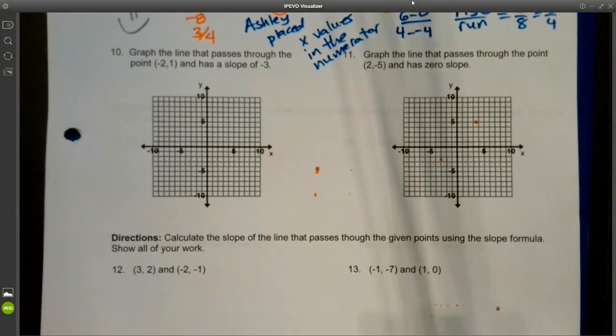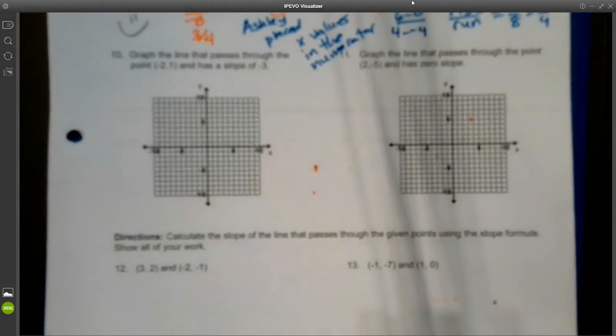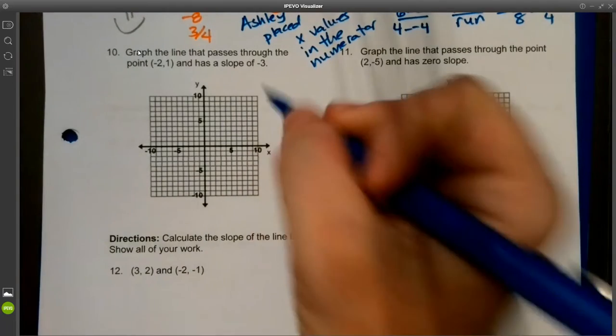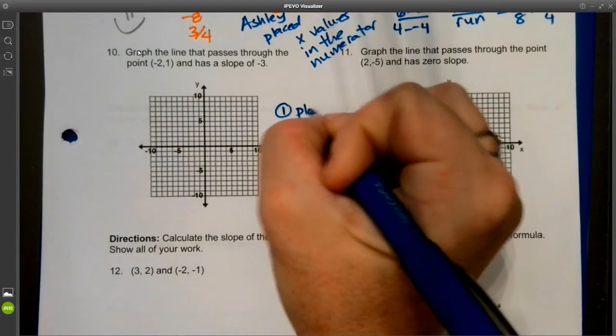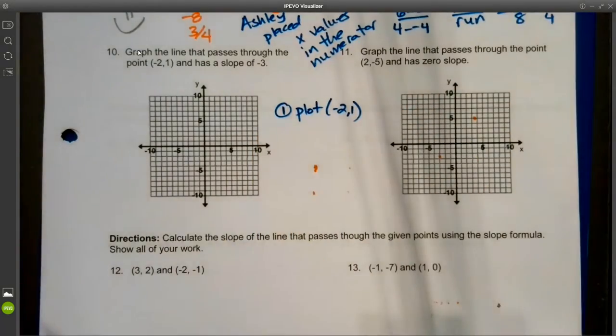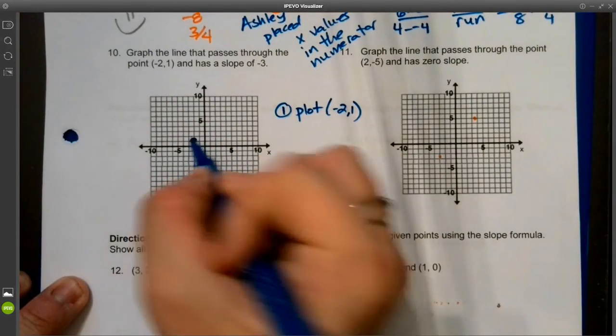We're going to graph the line that passes through the point -2, 1 and has a slope of -3. Okay. So I'm thinking the first thing I need to do is plot the point -2, 1. I got to have a starting point. So -2, 1 is going to be right here.